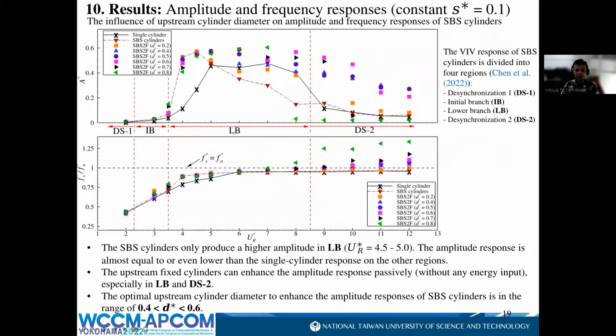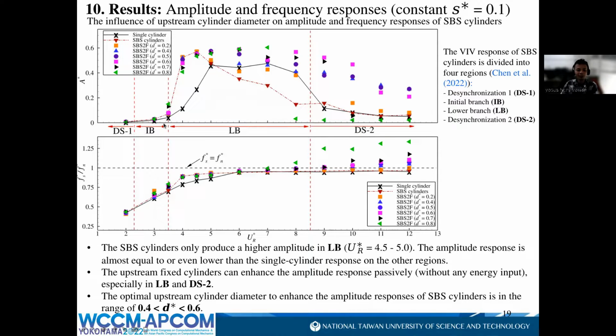And this is the result of our investigation. First, we investigate the influence of upstream cylinder diameter on the amplitude and frequency response of the downstream cylinder. Here, we also present the VIV response from a single cylinder and the downstream cylinder. And we divide the VIV response into 4 regions based on the previous result: desynchronization 1, initial branch, lower branch, and desynchronization 2.